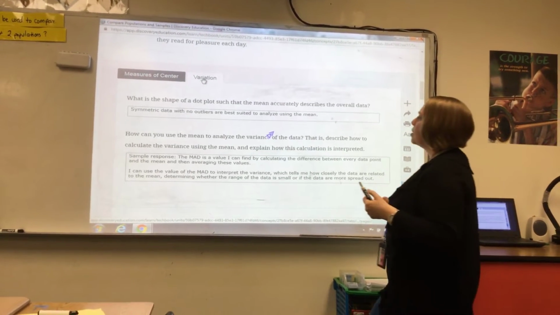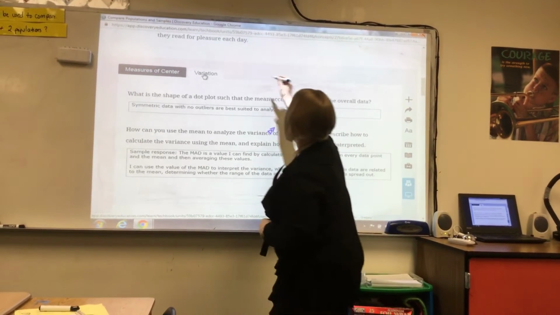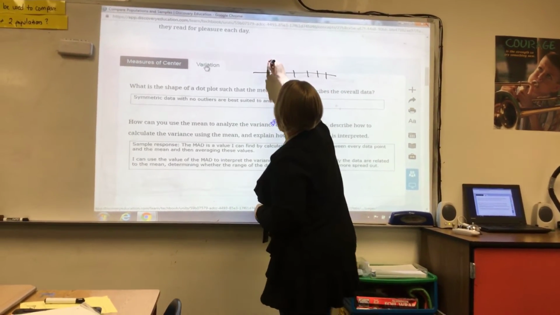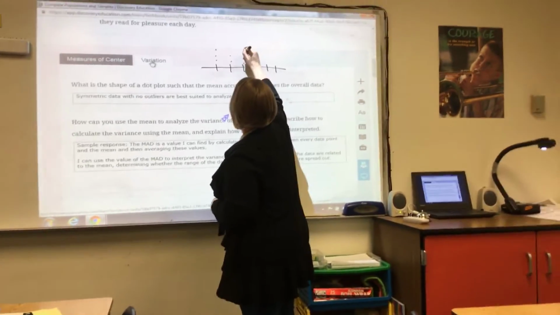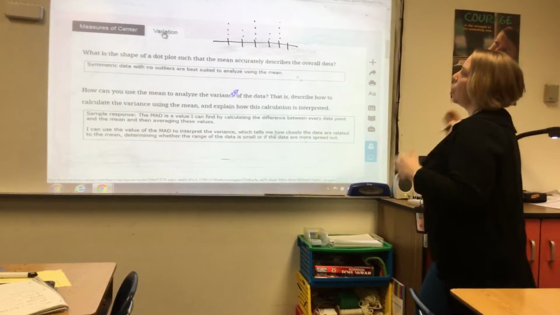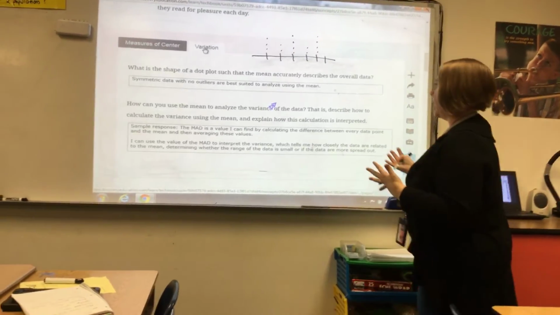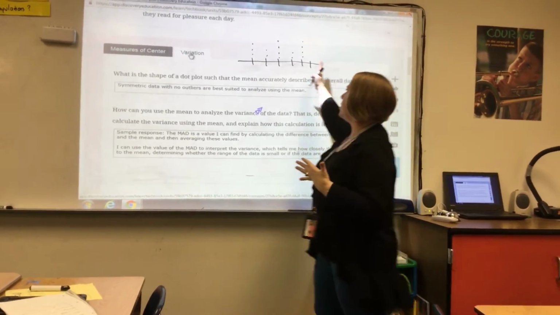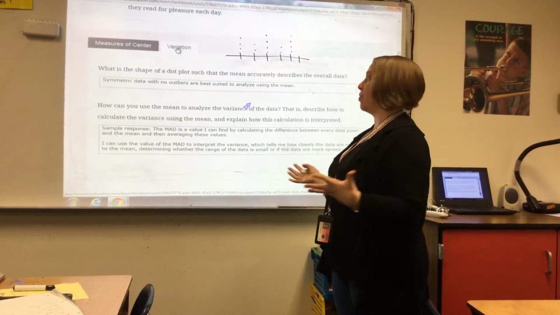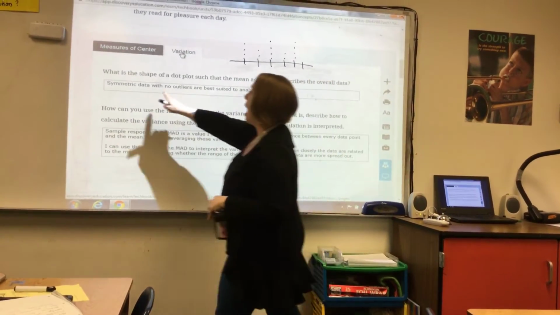So it's asking us if we made a dot plot. Remember a dot plot looks like this. And they do it with dots, okay? And it puts in its data. So they're asking, what should the dot plot look like if I'm going to use the mean to talk about things? And so here's the answer I want you to have.